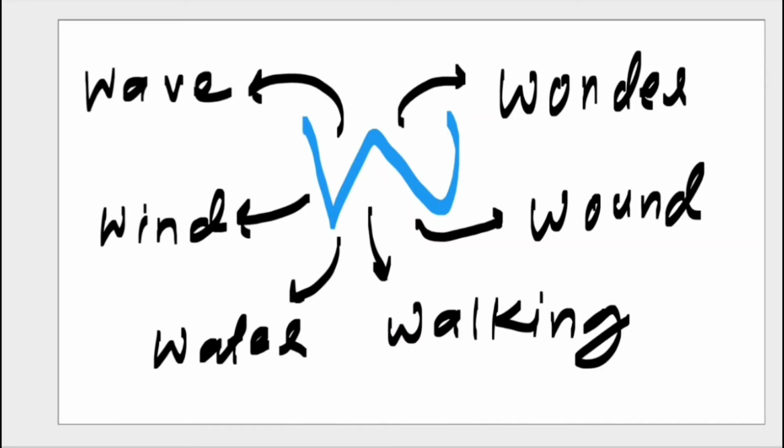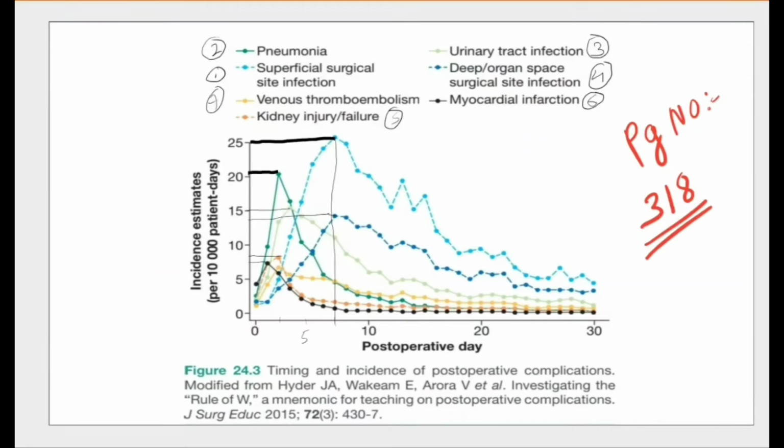So we need to rule out all these W's in a post-op patient, mostly wave, wind, water, walking, wound and wonder. So we'll discuss about this chart.